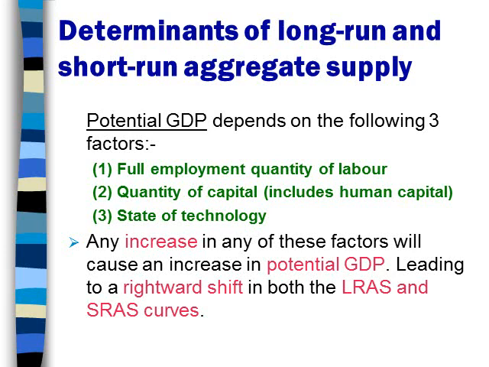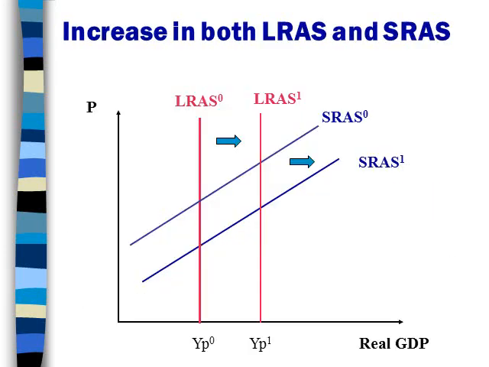Let's take a look at the diagram. The diagram looks like this. When LRAS shifts, SRAS must shift together with it in the same direction. Why? Let's take a look at an example. Let's say there's more labor.